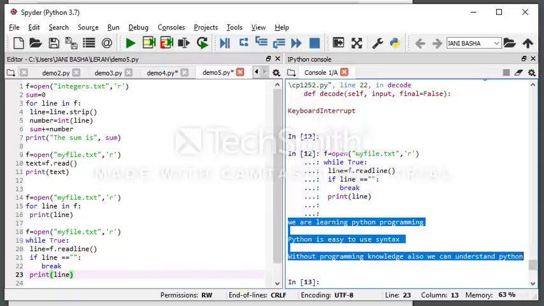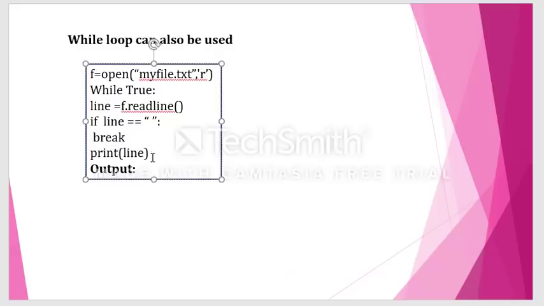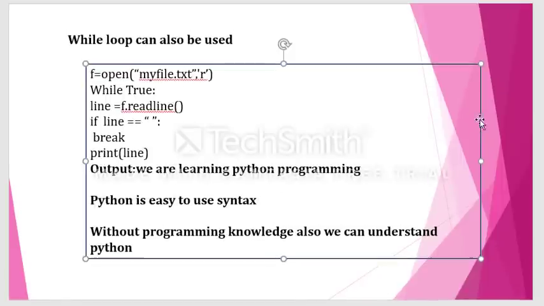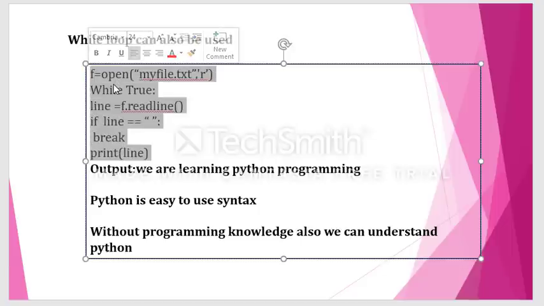Okay, so this is how we can execute myfile.txt by using a while loop. By using a while loop also we can print the statement. There are some mistakes in this particular program, so I'll do one thing. I have rectified the mistakes in this particular IDE.